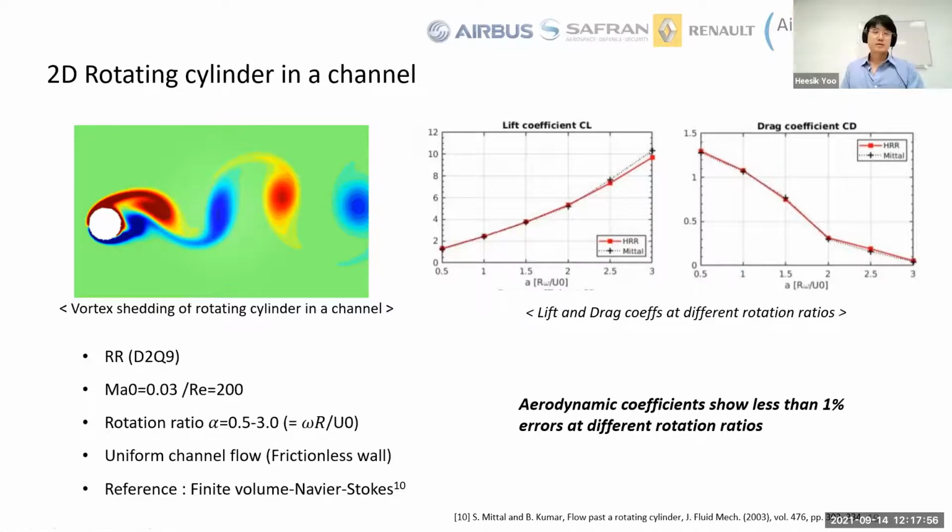The next test case is a rotating cylinder. This is at low Reynolds number, Reynolds number equals 200, a rotating cylinder in a uniform flow channel. Here I use the recursive regularization model with the overset grid. I compare the result with a finite volume-based Navier-Stokes solver. It shows good agreement for both lift coefficient and drag coefficient at a wide range of rotational ratios.